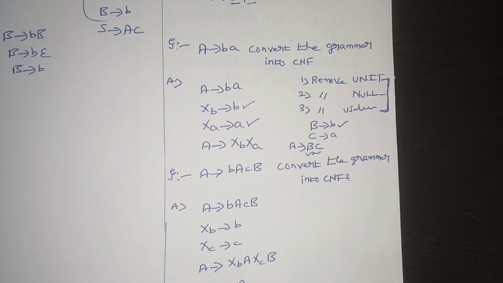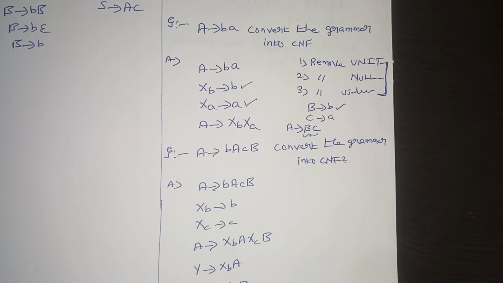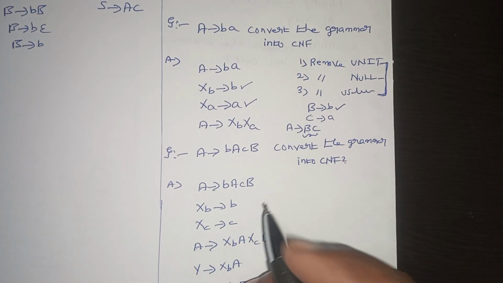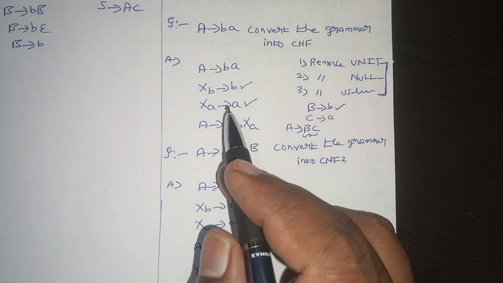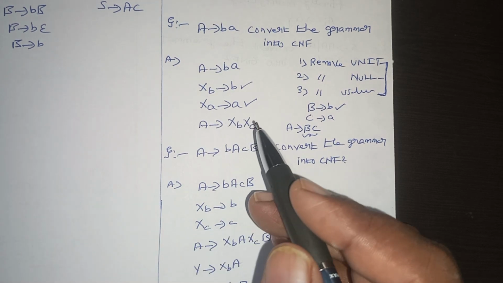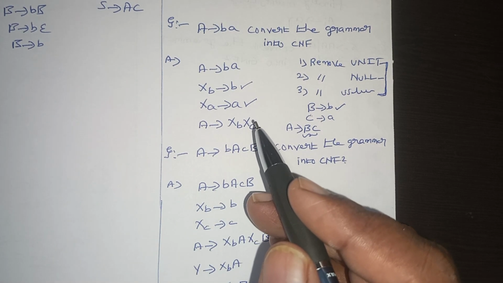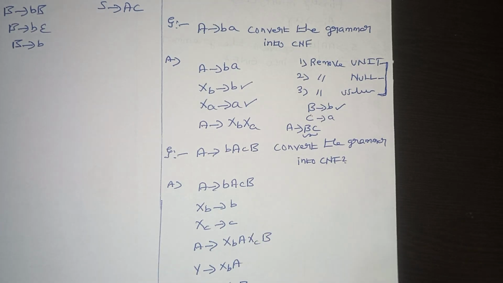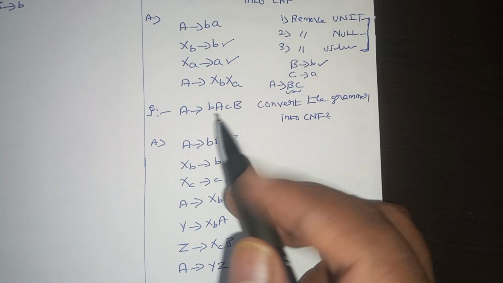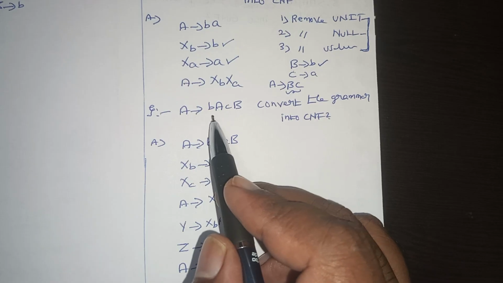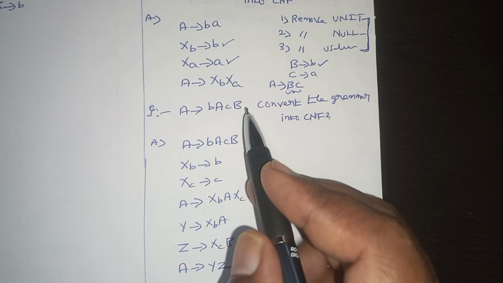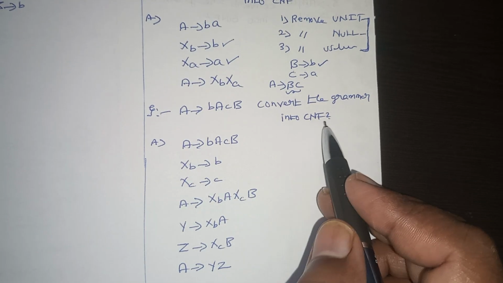Okay, now take one more example. It is very simple. Generally, this question asks for only 2 marks. Generally, Greibach normal form will ask for a 10 marks question. Now, take one more example: A tends to B capital A small c capital B. Convert the grammar into Chomsky normal form.